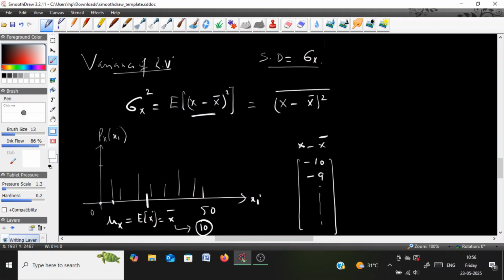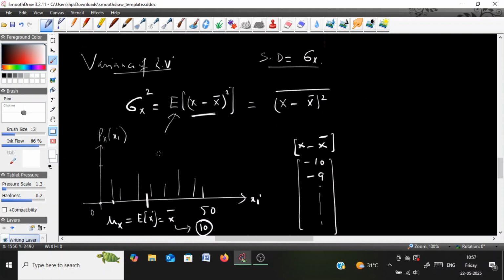So x is the values which the random variable will take, and x bar is the average or the mean value. Once you define this vector x minus its mean, you take its square and its mean. In the mean square value you just take E of x square. In the variance we take E of (x minus x bar) square. That will give you the variance of the random variable.